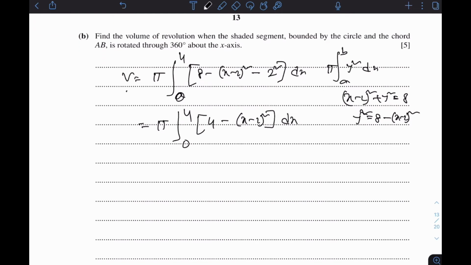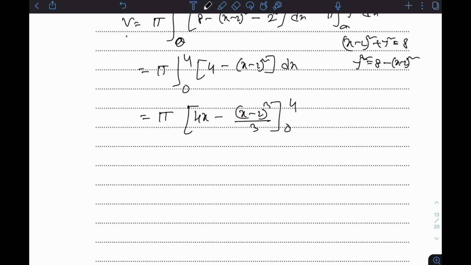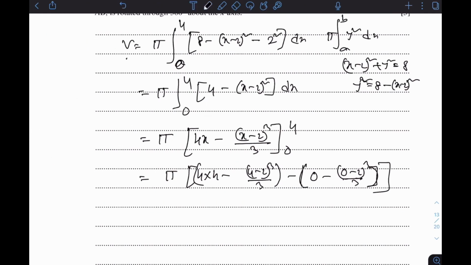You can write there pi, then 4x minus (x minus 2) cubed divided by 3, from 0 to 4. Let me substitute 0. I mean, first of all, 4. 4 times 4 minus (4 minus 2) whole cubed by 3, minus 0 times 2 whole cubed divided by 3. Let me simplify.